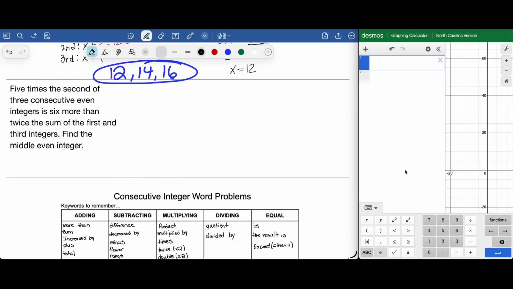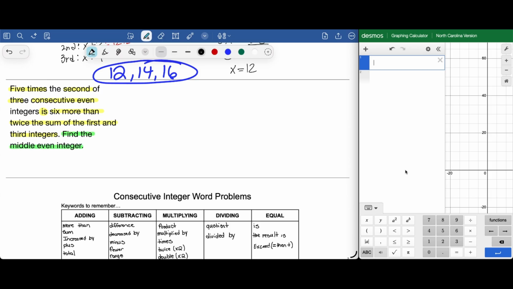In our final example, it says 5 times the second of three consecutive even integers is 6 more than twice the sum of the first and third integer. Find the middle even integer. Okay, so if we go through and we pinpoint what is important, 5 times is important. We're going to do 5 times the second. There is 3 consecutive even integers that we're going to have that is 6 more than twice the sum of the first and third integer. Now the question wants us to really focus in on finding just the middle even integer.